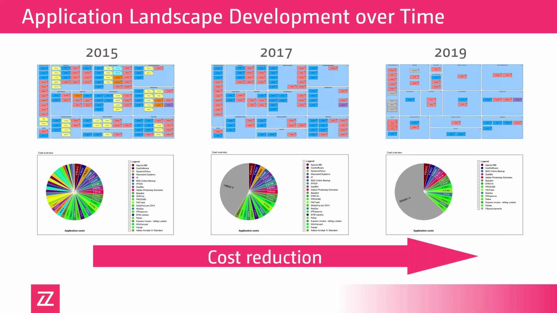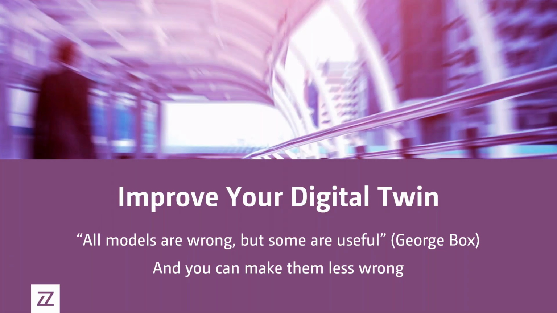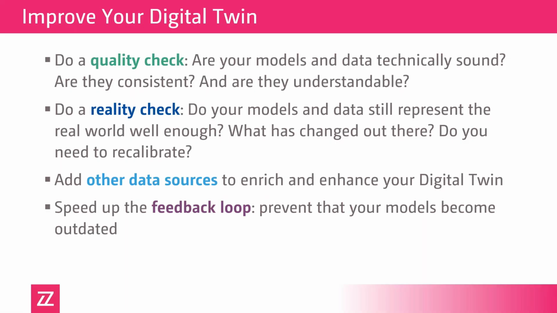Now, as the fifth step, I also mentioned you have to improve your digital twin as well. It's not just a one-shot exercise, and there are two ways of improving it. First of all, you have to make sure that the models themselves are correct. Are they technically sound? Are they consistent? And do people understand them? But of course, the most important check is, do the models and the data still represent the real world?